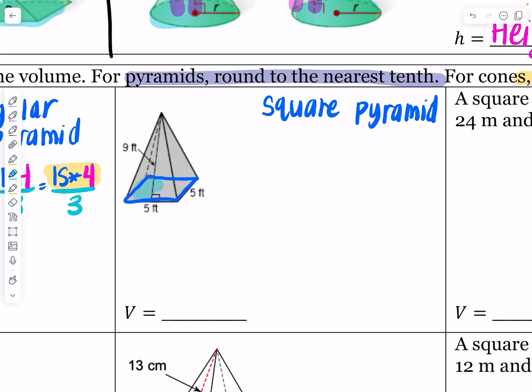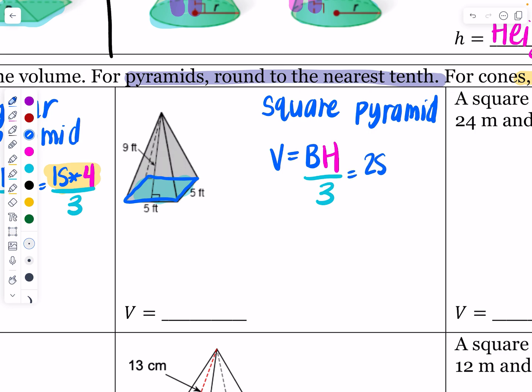Okay. And so when I find the volume of that, it's going to be base times height divided by 3. And so again, be careful. That's not a random number on the base. That is the area of the base. So what is the area of a 5 by 5 square? We know that that's going to give us 25. So I'm going to fill in 25 feet squared is my base area.